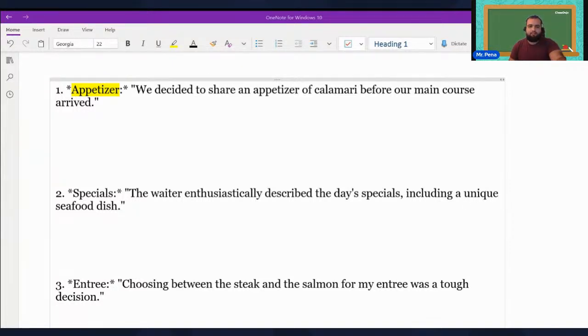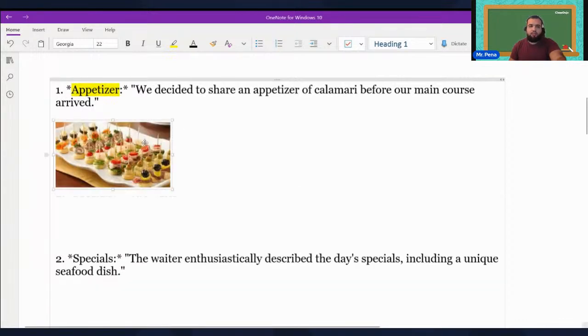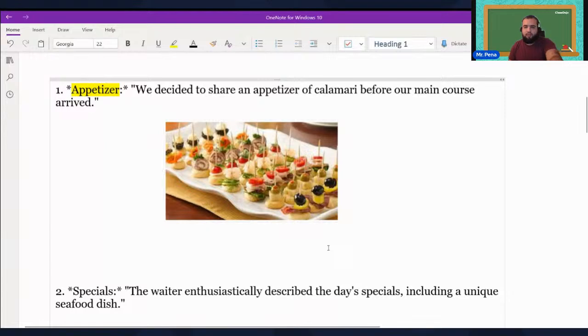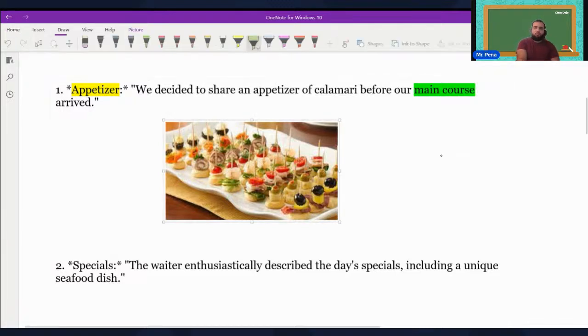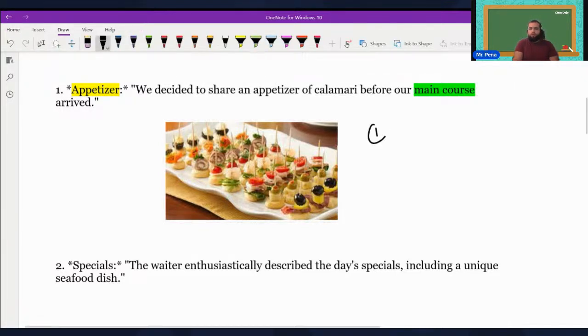Good job. We have here a picture of an appetizer. You see that? Very delicious. You put this before the meal. You eat appetizers and then you eat the main course or the main dish. So, first you eat the appetizer. Then you eat the main course, which is the main meal.